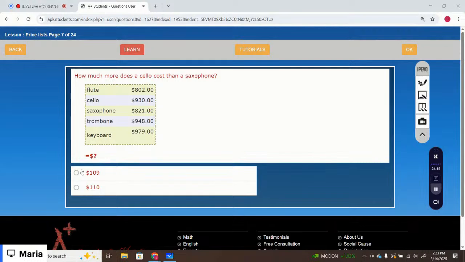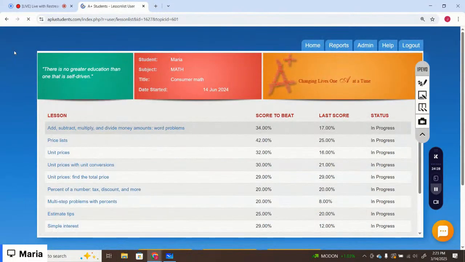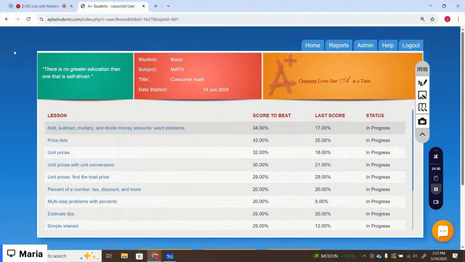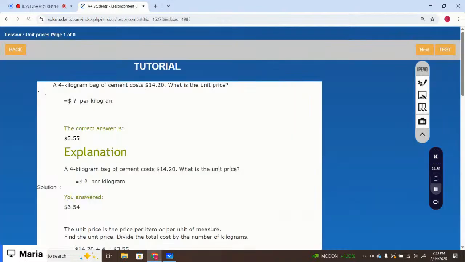Okay, you can complete the lesson by yourself later today. Let me just move on to the next lesson. The next lesson is unit prices. Unit price means you need to calculate the price of one item, or the price per item. Let's just start with the test questions.